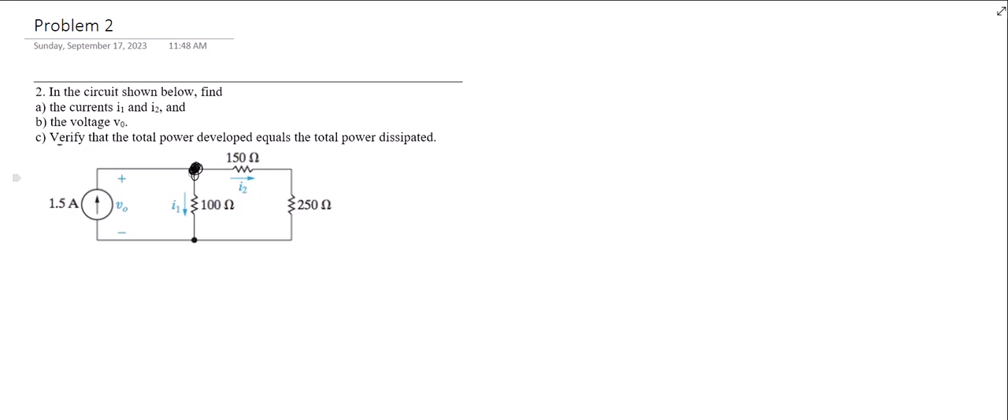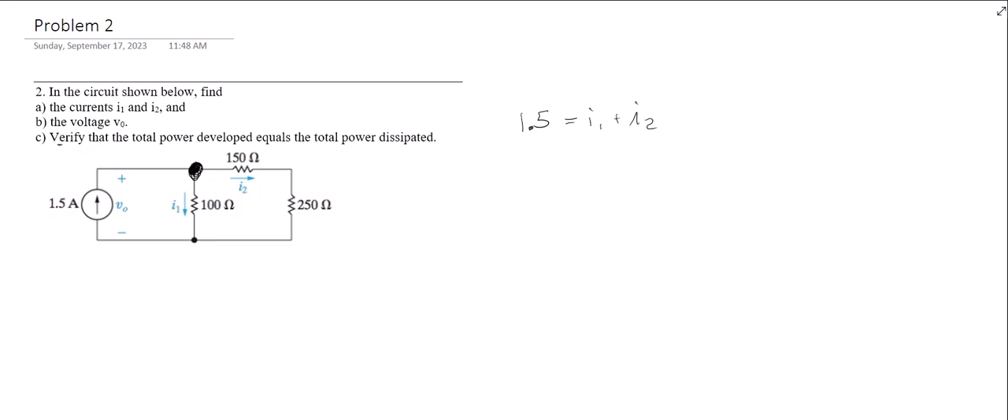So KCL would tell me that the sum of all the currents coming in has to equal the sum of all the currents going out. So at that node up there at top, I would say 1.5 amps equals I1 plus I2. All right, so I've got one equation with two unknowns. If I continue to have just two unknowns, then I will need to have one more equation before I can solve them. And so now I want to use KVL.